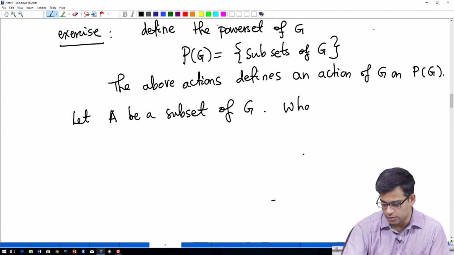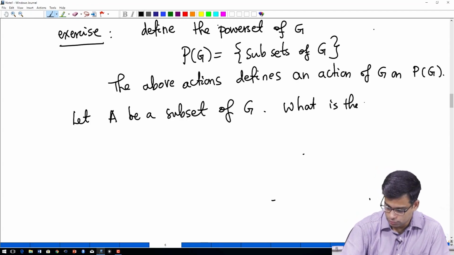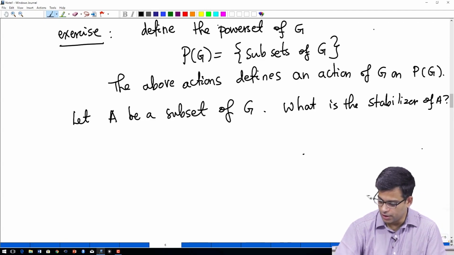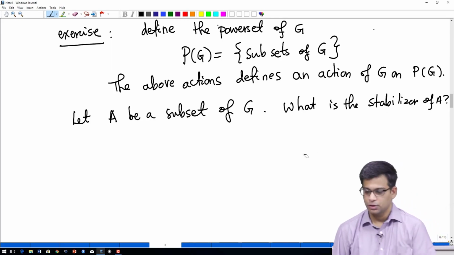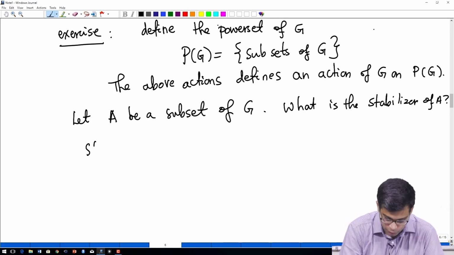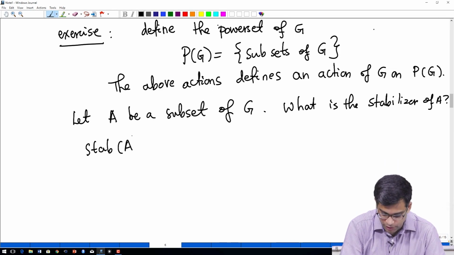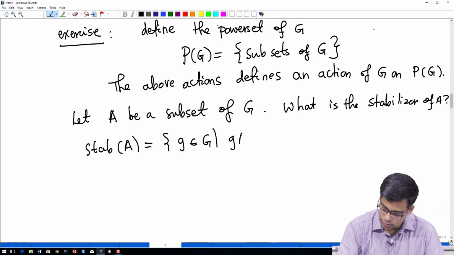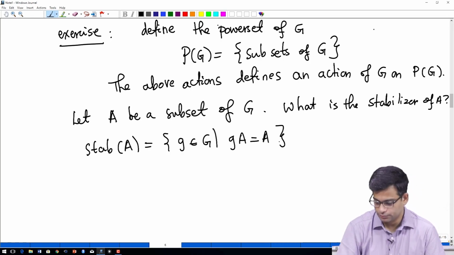What is the stabilizer of A? Let us explore this. What is the stabilizer of A? Okay, so remember, I am going to use this notation: the stabilizer of A is all group elements g such that gA is A, that is all.